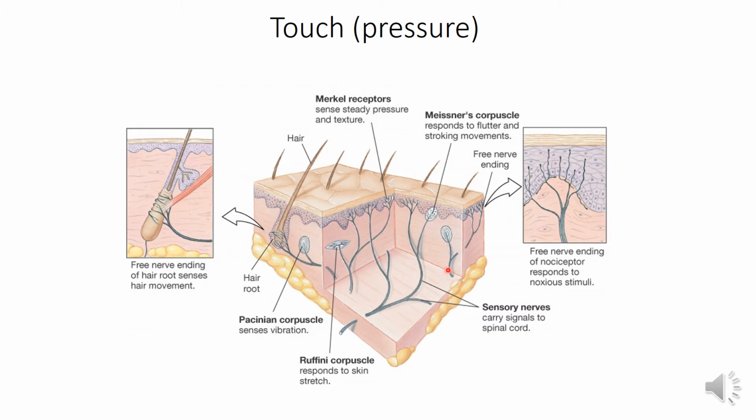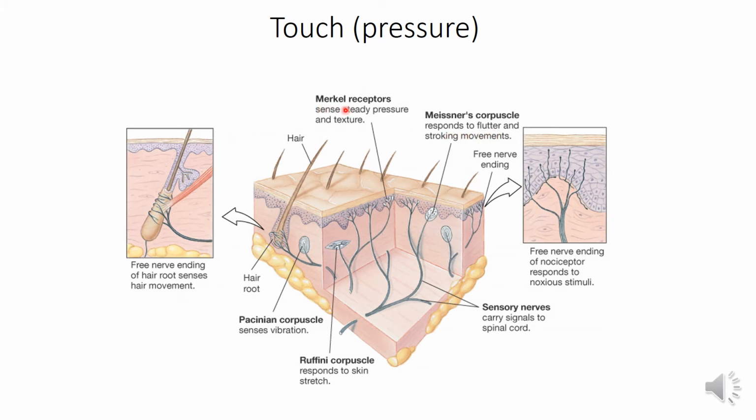In this section of the skin, we have different types of receptors, and each type of receptor is specific for an adequate or specific stimulus. For example, we have here the free nerve endings. The free nerve endings are specific for what? For detection of pain, for detection of noxious stimuli. They are named nociceptors. They detect tissue damage. And we have here Meissner's corpuscles that respond to flutter and stroking movement.